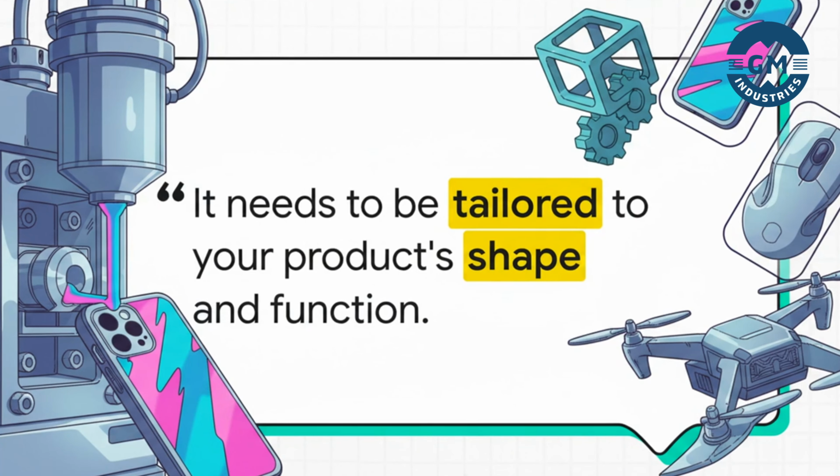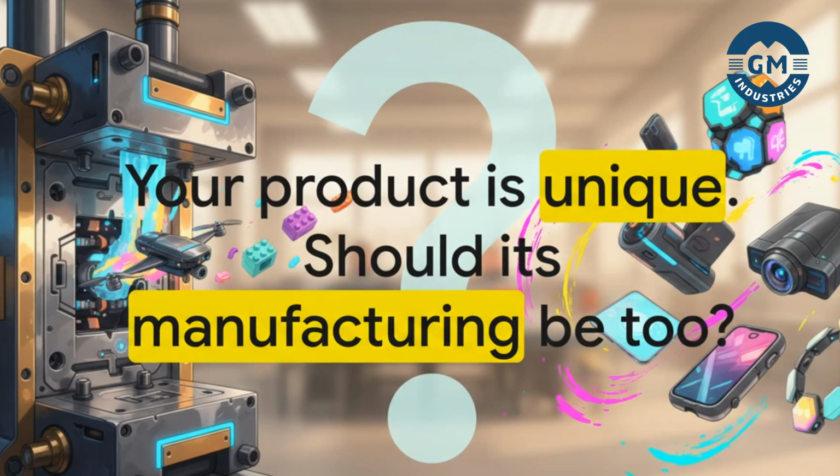And that's really the core principle here. You don't just pick a mold off a shelf. You have to engineer it for a very specific task. The uniqueness of your product is what absolutely dictates the design of the mold that brings it to life. So I'll leave you with a final thought. We obsess over designing unique products, but shouldn't we put just as much thought into the unique manufacturing process that creates them? It's definitely something to think about.